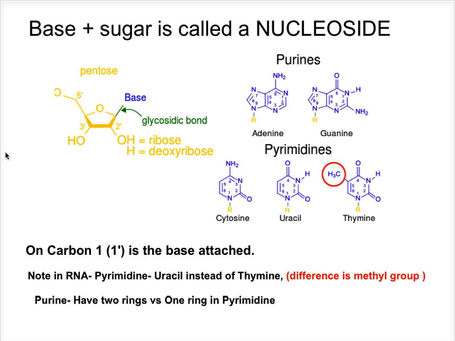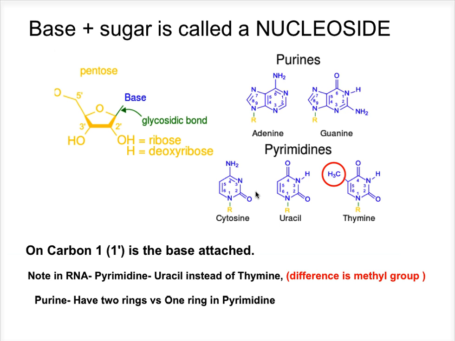When we start building our nucleotide, we first start by adding a base to the sugar. The base is added at carbon number 1, so it's a glycosidic bond between the sugar and the base. There are 4 different types of bases in DNA and 4 in RNA. These bases are divided into purines and pyrimidines.